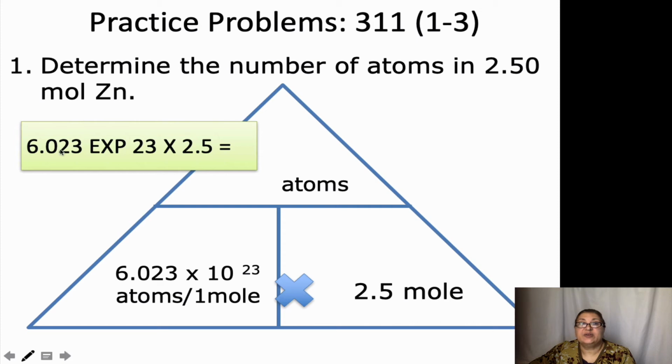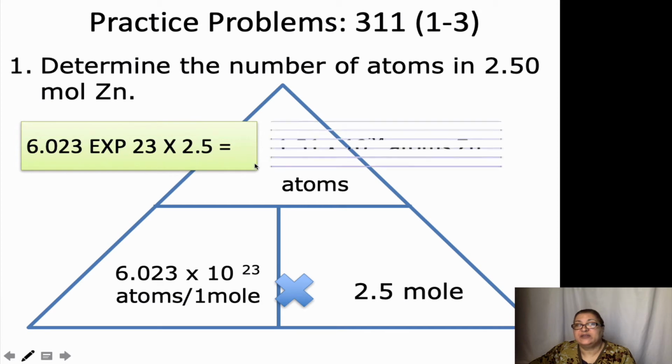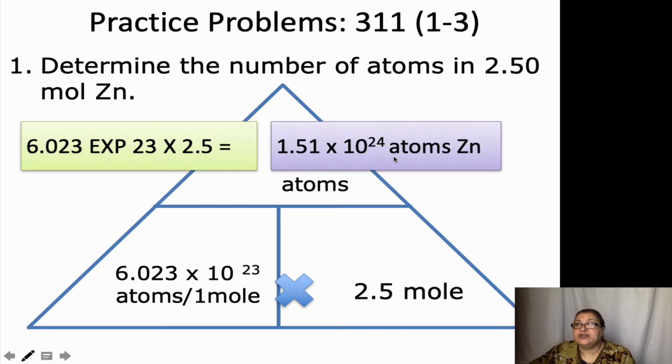So 6.023 EXP 23 times 2.5 equals. And this is the number you should get. When you're watching this video, go ahead and double check the answer. If you don't get it, ask me in class and we'll go over it again.